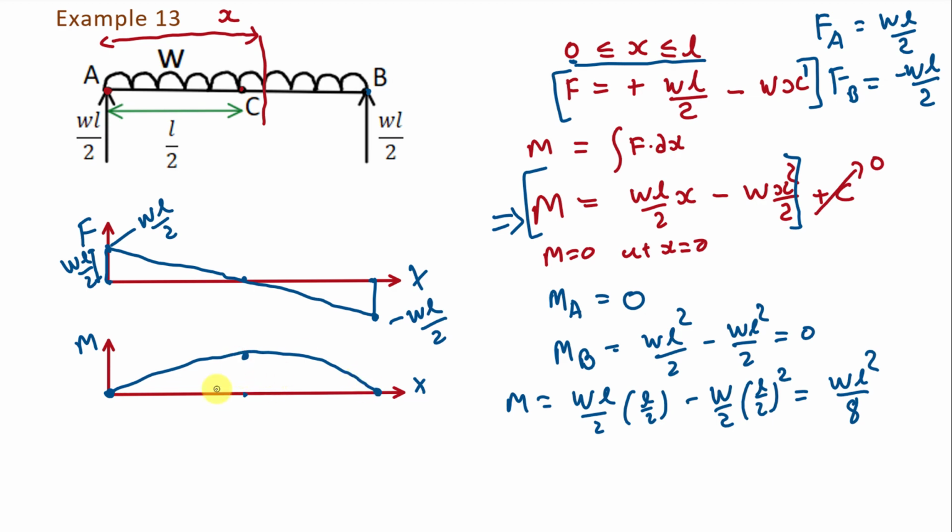Like this. I take the curvature of this bending moment diagram in the downward direction, because if we take the double differentiation of this equation of bending moment, meaning if we take d square M by dx square, and if you find it, then it will be negative. So the curvature of this curve is in the downward direction.